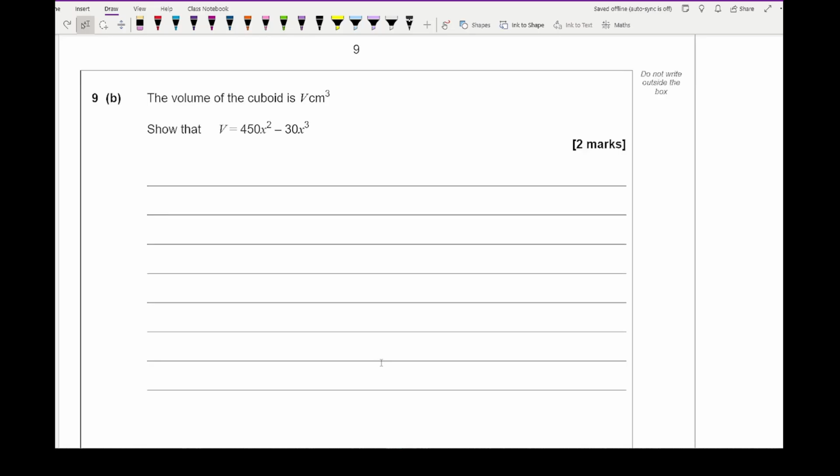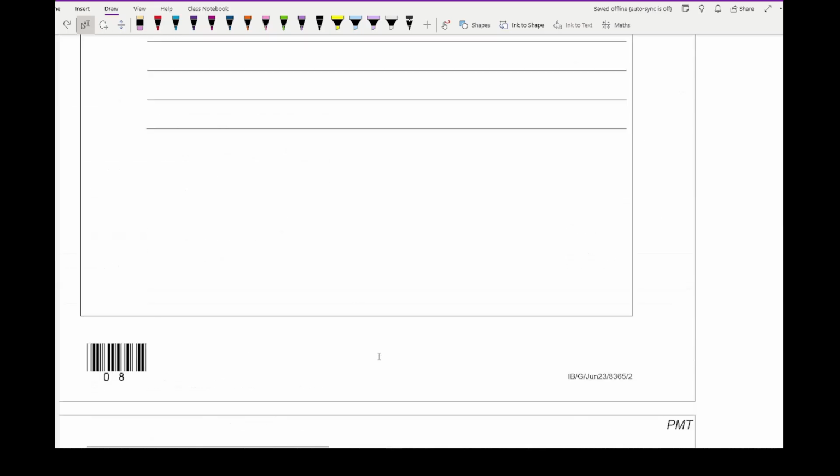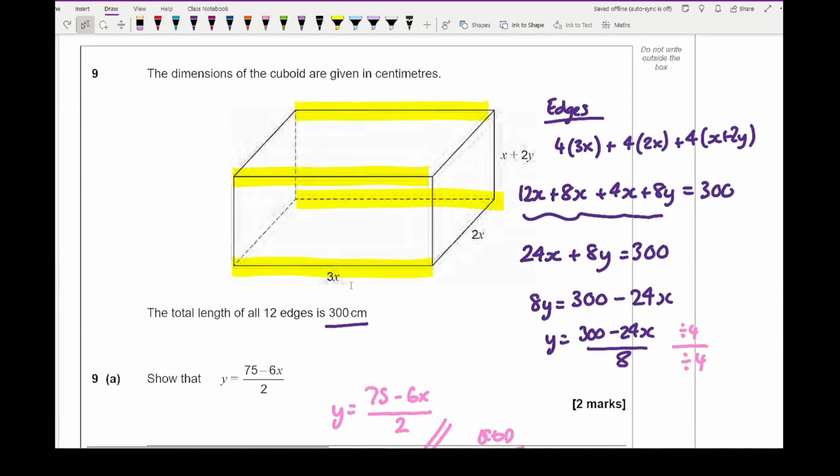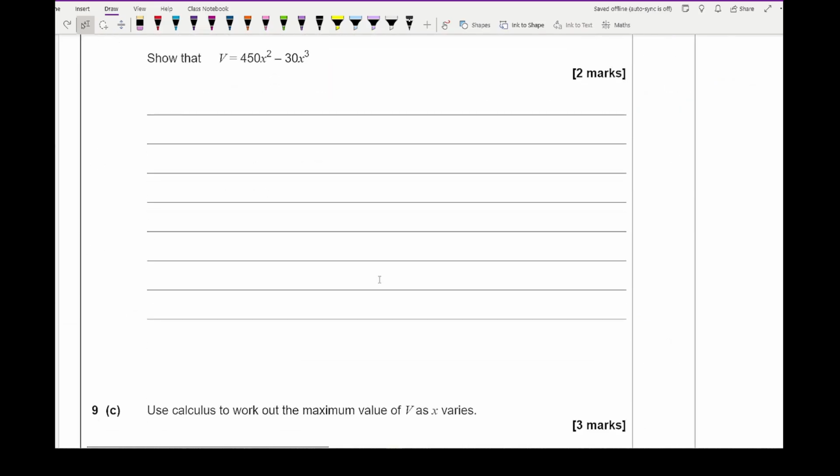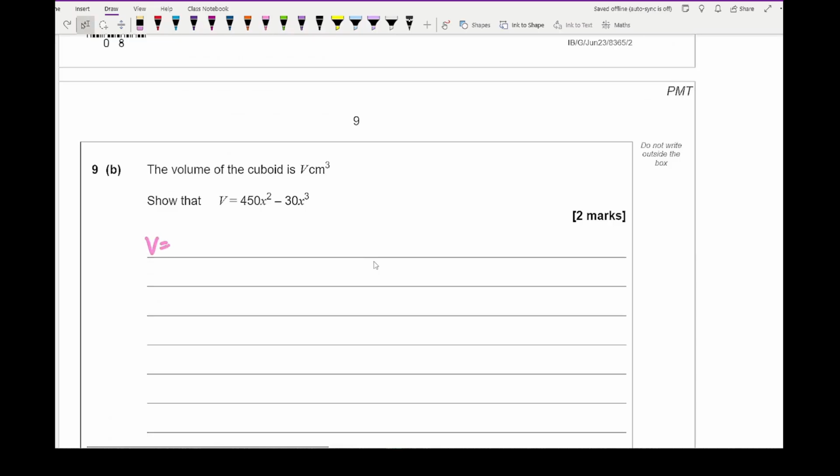Show that v equals 450x squared minus 30x cubed. Now to work out the volume, what I need to do is multiply the 3 dimensions together. So if I multiply the 3 dimensions together, v is going to equal 3x multiplied by 2x multiplied by x plus 2y. If I first multiply these two things together, I'm going to end up with 6x squared, and I need to multiply that by x plus 2y.